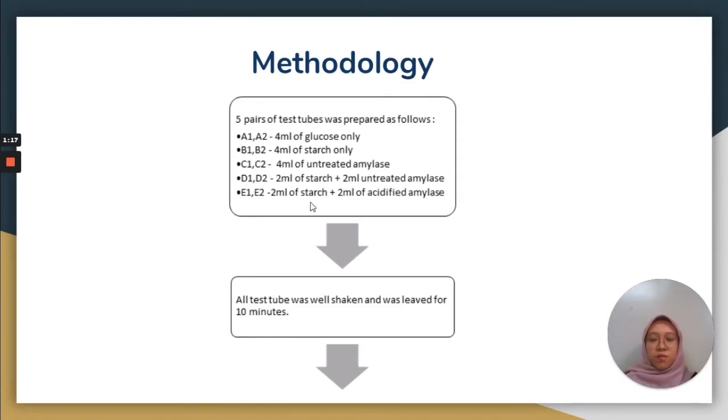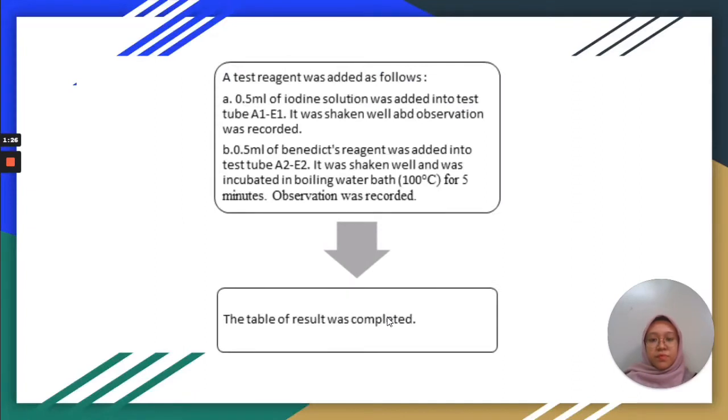and E2. After that, all test tube was well shaken and was left for 10 minutes. After 10 minutes, 0.5 ml of iodine solution was added into test tube A1 until E1. It was shaken well and observation was recorded.